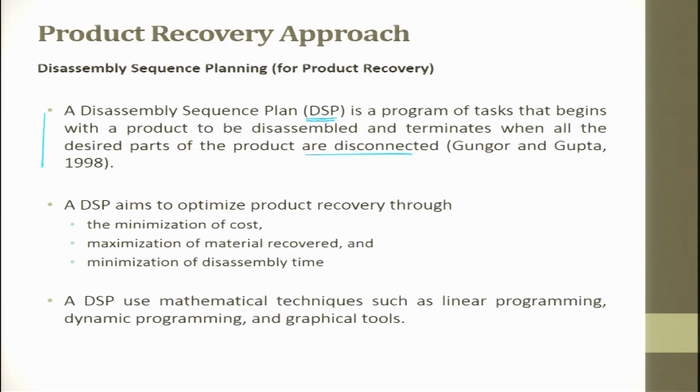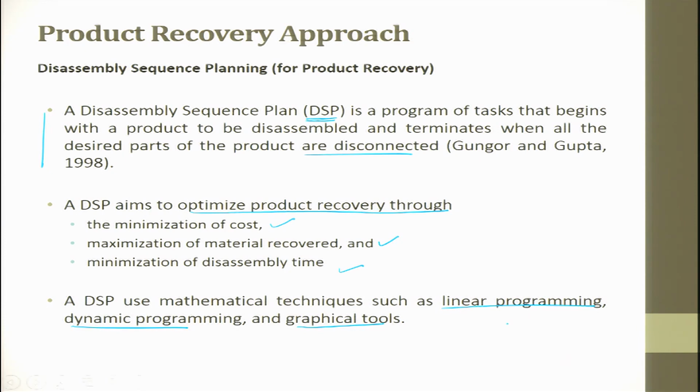A DSP aims to optimize product recovery through the minimization of cost, maximization of material recovery and minimization of disassembly time. One is cost, another is time, and then material recovery. These are the constraints we use, not techniques. A DSP uses mathematical techniques such as linear programming, dynamic programming and graphical tools for doing it.